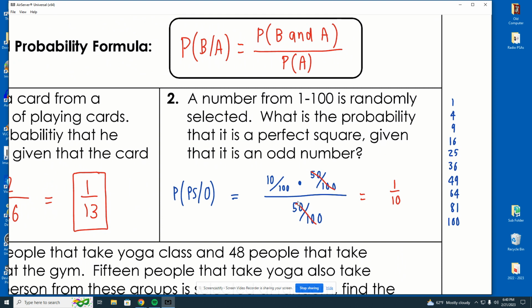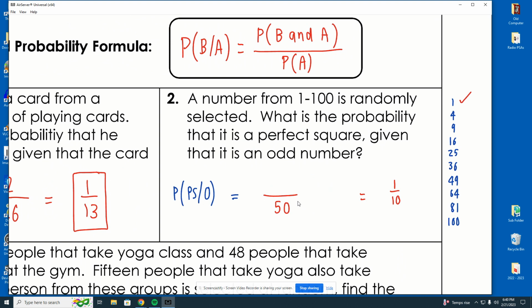Now, I want to show you my logical way of thinking. Here's how I did it. Again, we're trying to find the perfect squares that are odd. Now, how many odd ones do we have? We have 50. There are 50 odd numbers. Well, out of those 50 that are odd, how many are perfect squares?